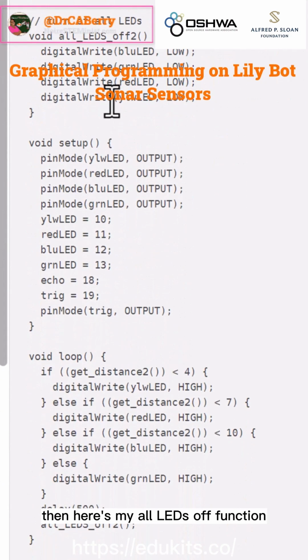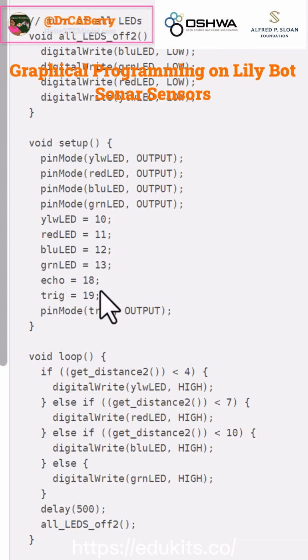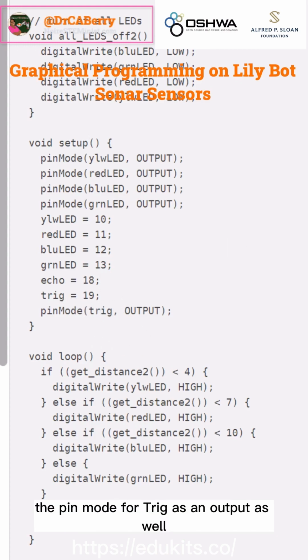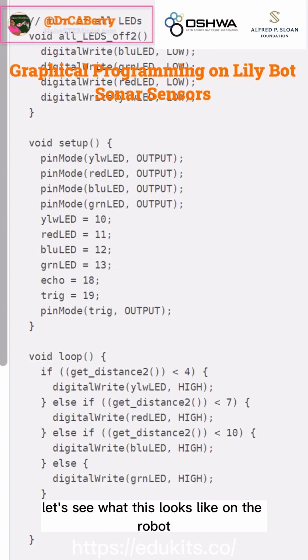Then here's my all LEDs off function. Down here's my setup function where it sets the LEDs as outputs. It defines the pin connection for the LEDs, as well as the echo and the trig. And then it defines the pin mode for trig as an output as well. Then finally down here is my loop where it gets the distance and turns the LEDs on and off. Let's see what this looks like on the robot.